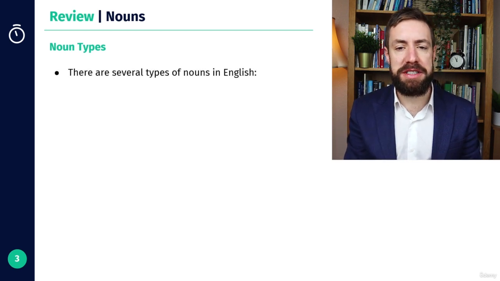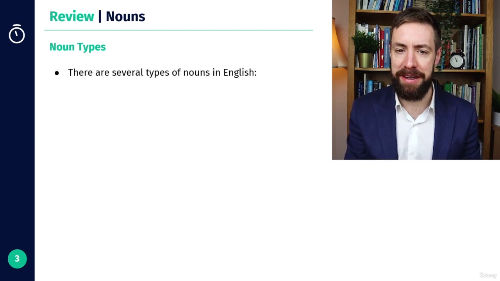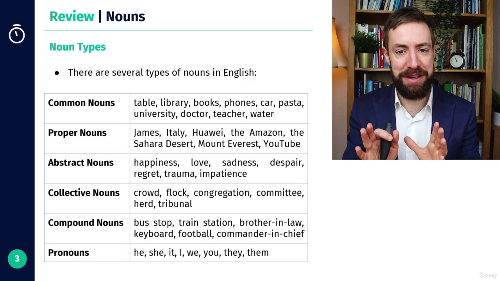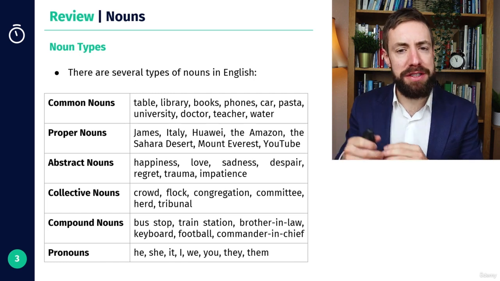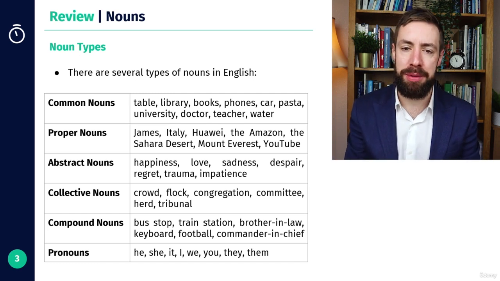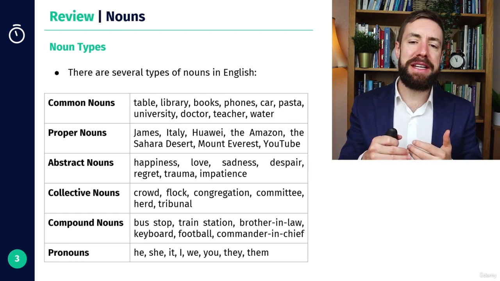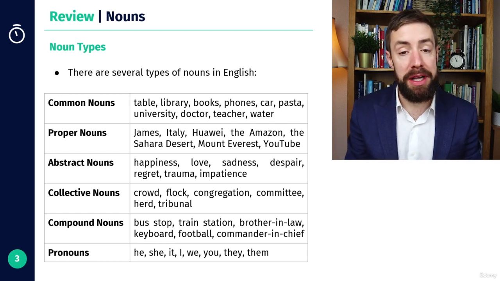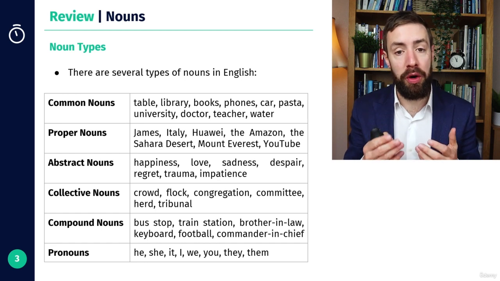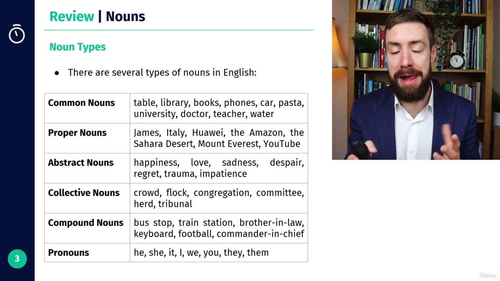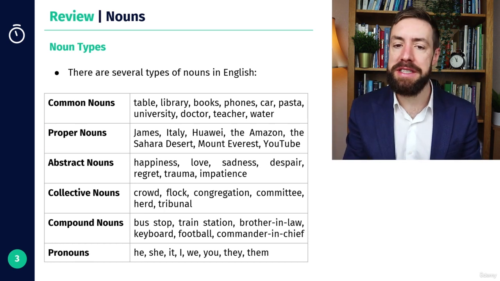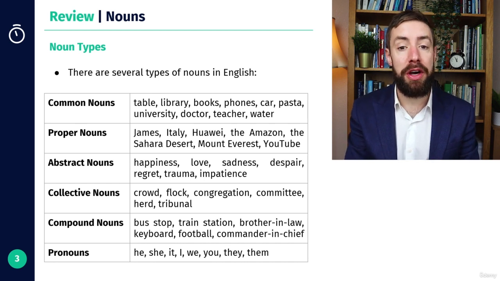So there are several different types of nouns in English, and we have a table here which looks a bit scary at first, and it has most of the different types and some examples. You don't really need to remember the names of these types of nouns unless you're taking a grammar test or if you want to become an English teacher. But it's good to have that idea of the different types of nouns just to help your grammar in general. So first of all, we have common nouns.